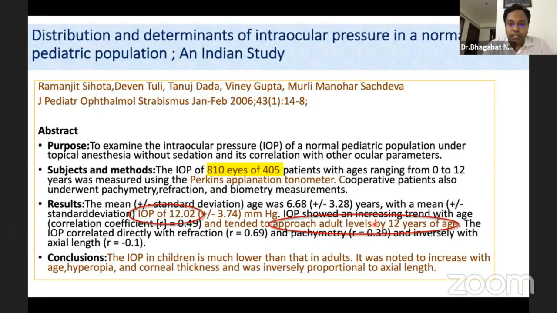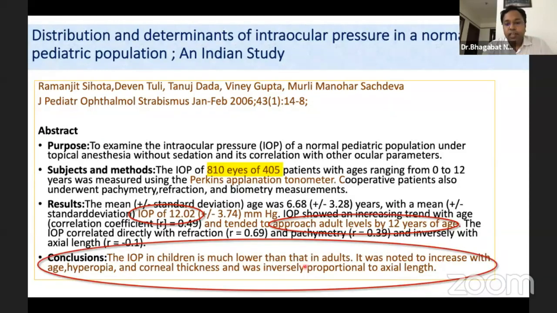They got a series that is year-wise, and they concluded that IOP in children is much lower than in adults. It was not found to increase according to age. If there is hyperopia or a different central corneal thickness, it changes the IOP. But around 12 millimeter mercury is the IOP they found in such a large sample population, from newborn up to 12 years. This was the largest study I found in the literature.